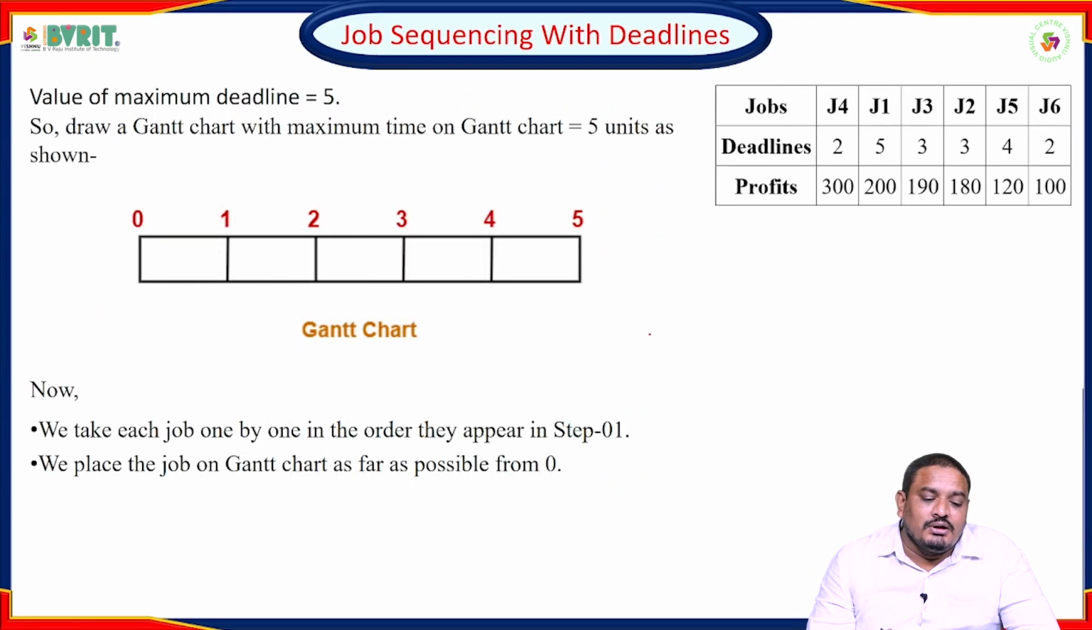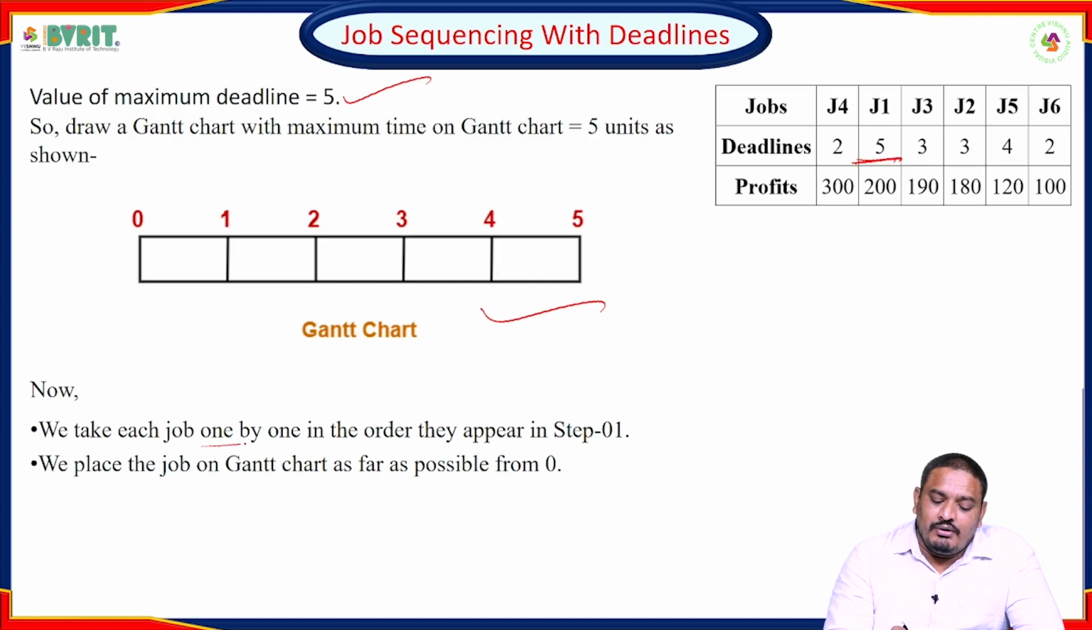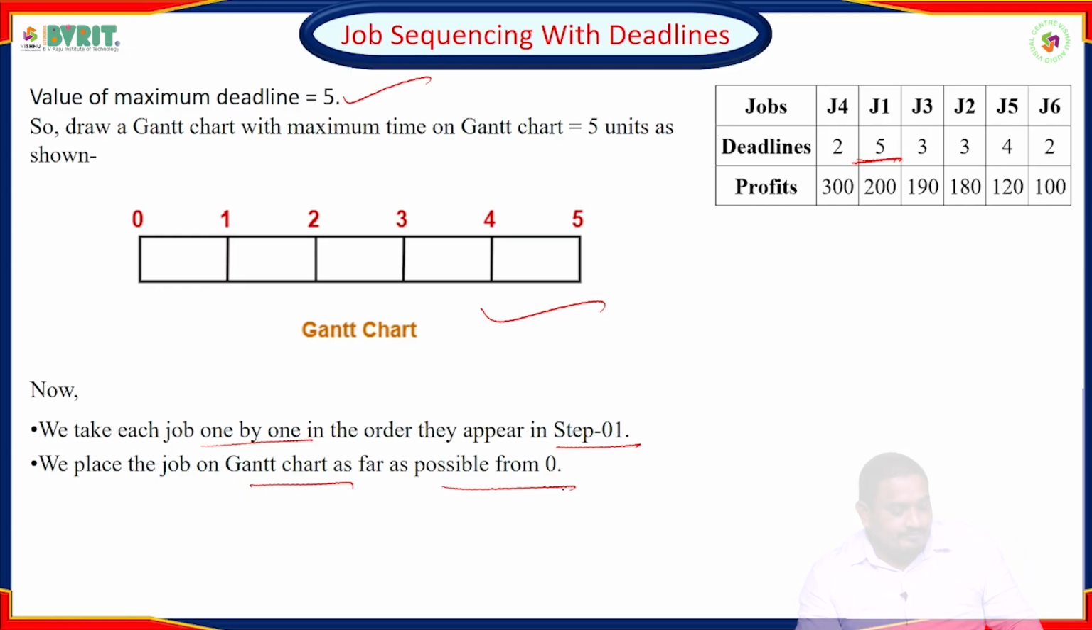The next one is the value of maximum deadline is 5. In this example, the deadline maximum is 5. Based on that maximum, we can draw this Gantt chart for the maximum time slot of 5 units. Now we can arrange the 5 units 0 to 1, 2, 3, 4, 5. This is the Gantt chart. Now we can take each job one by one. In step 1, we can place the job into the Gantt chart as late as possible.